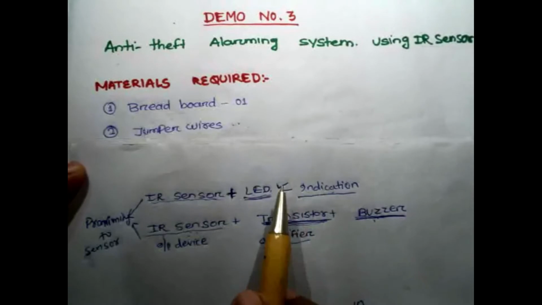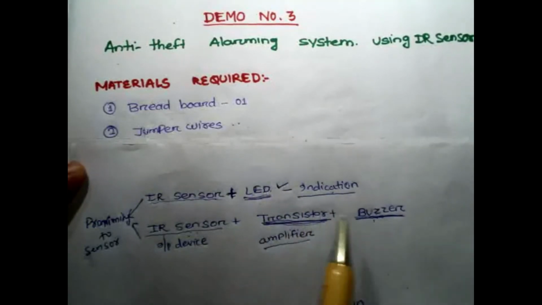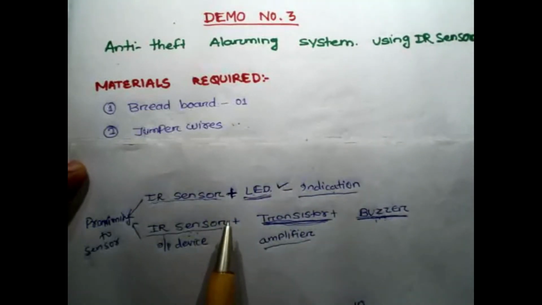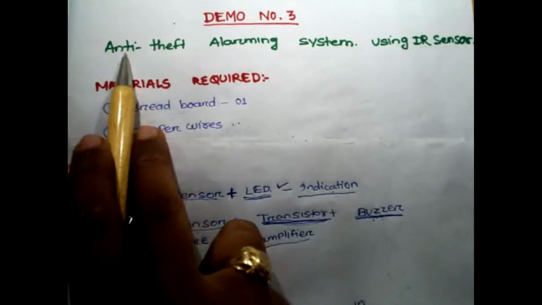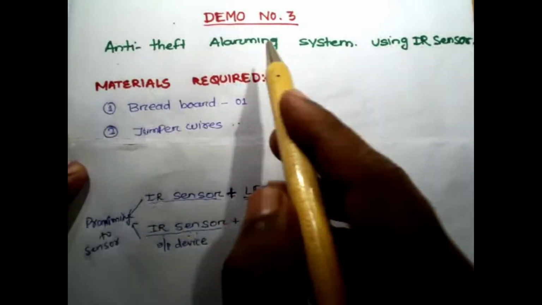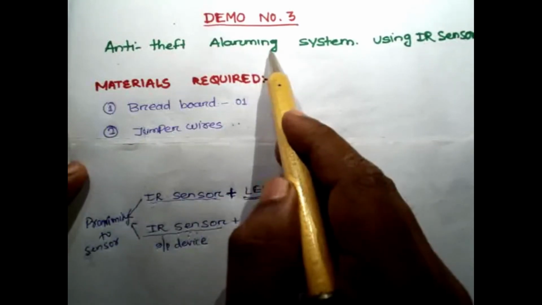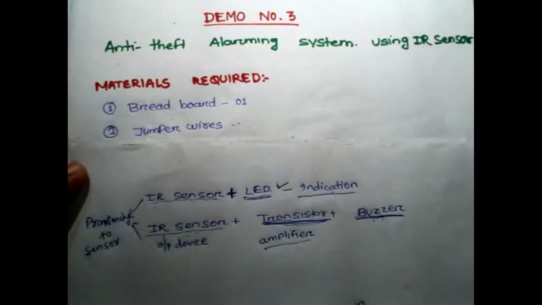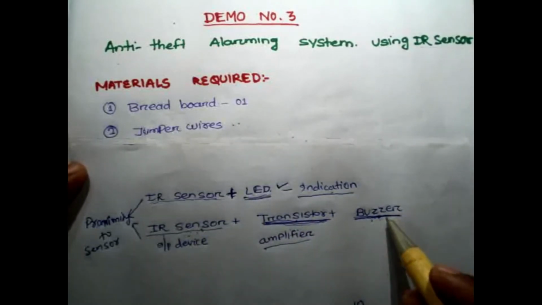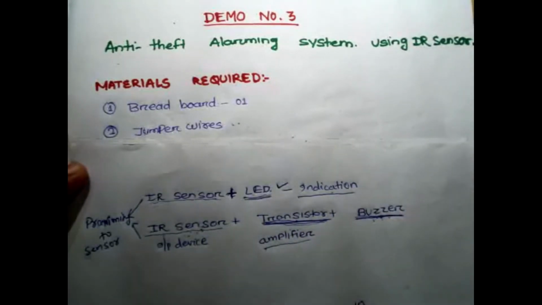Suppose I connect the buzzer directly to the output pin, the sound is not satisfactory. It will not fulfill the purpose of our demo, which is an anti-theft alarming system. Since we are focusing on the alarming part of this project, connecting a buzzer directly to the IR sensor, the sound will not be sufficient. For that I use a transistor between the buzzer and the IR sensor, so that my buzzer makes a proper sound and it will be satisfactory to us.